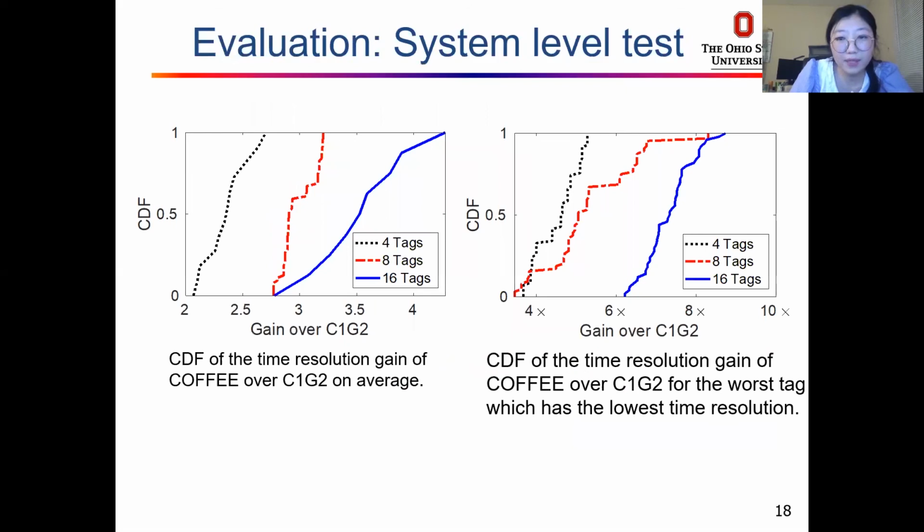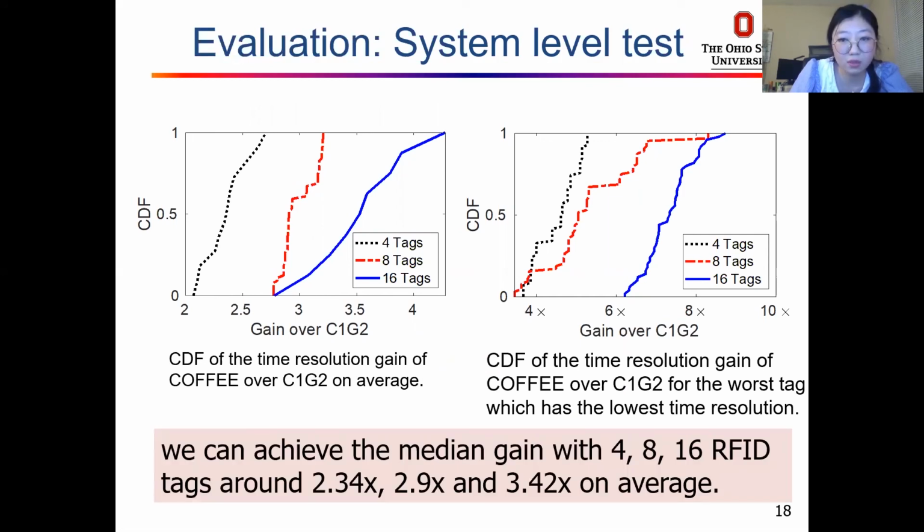To evaluate the benefits when deploying multiple RFID tags, we measure the average time resolution gain of Coffee over C1G2 with system-level tests. We run experiments with 4 to 16 tags being employed. We can see that the median gain with 16 RFID tags is around 3.42 times on average.